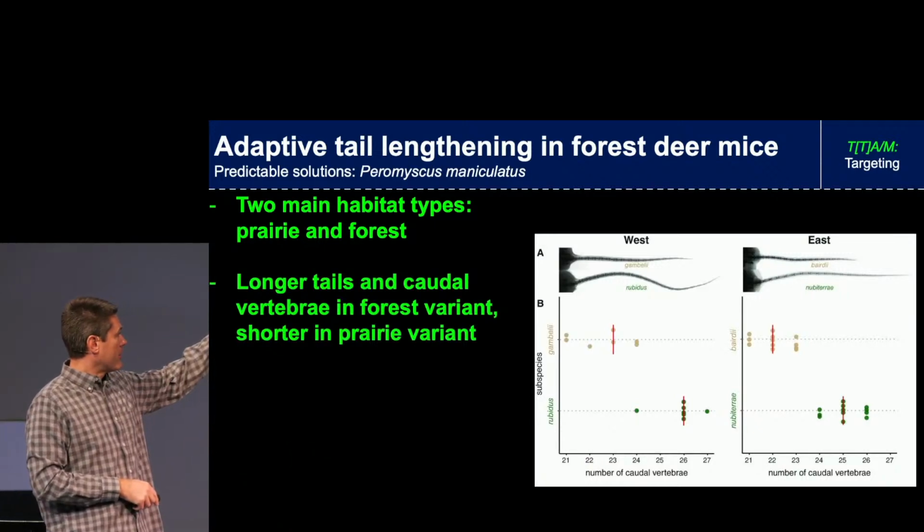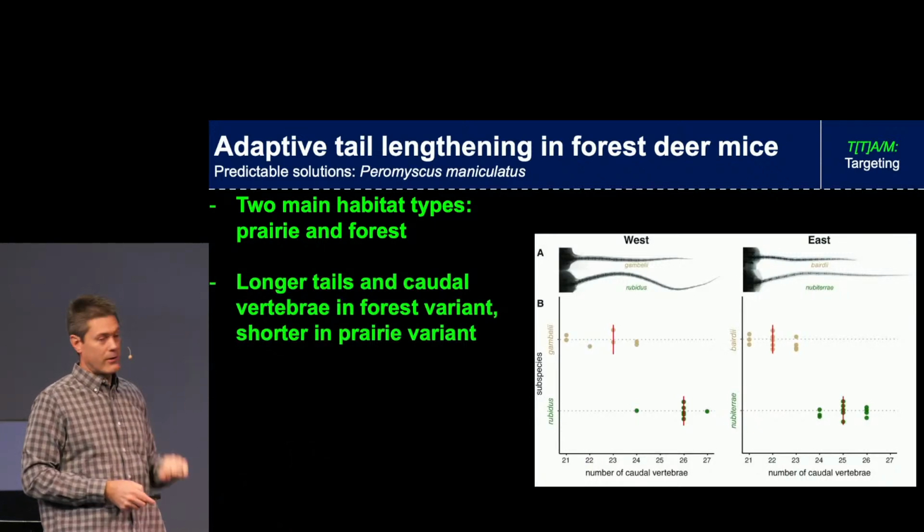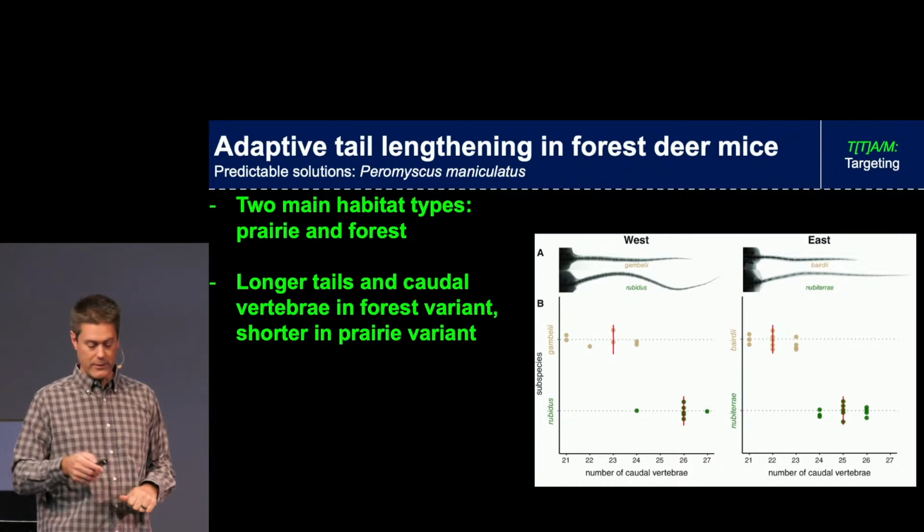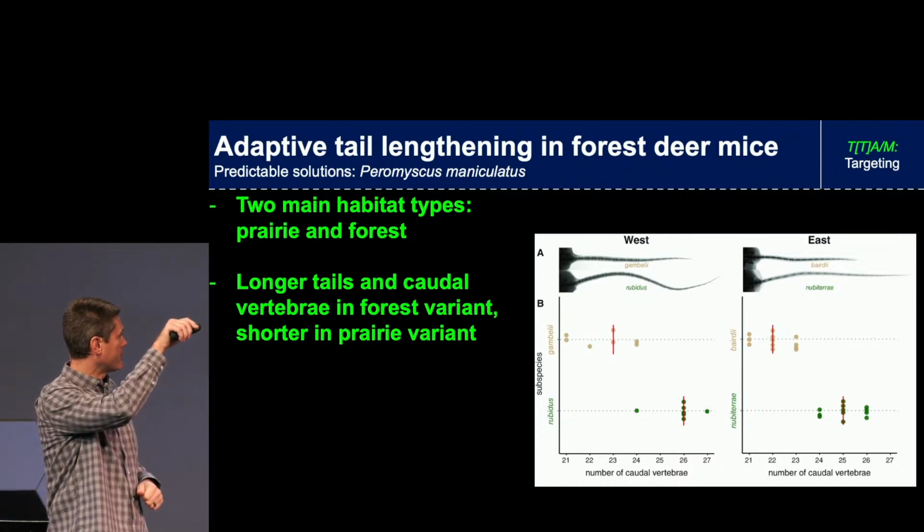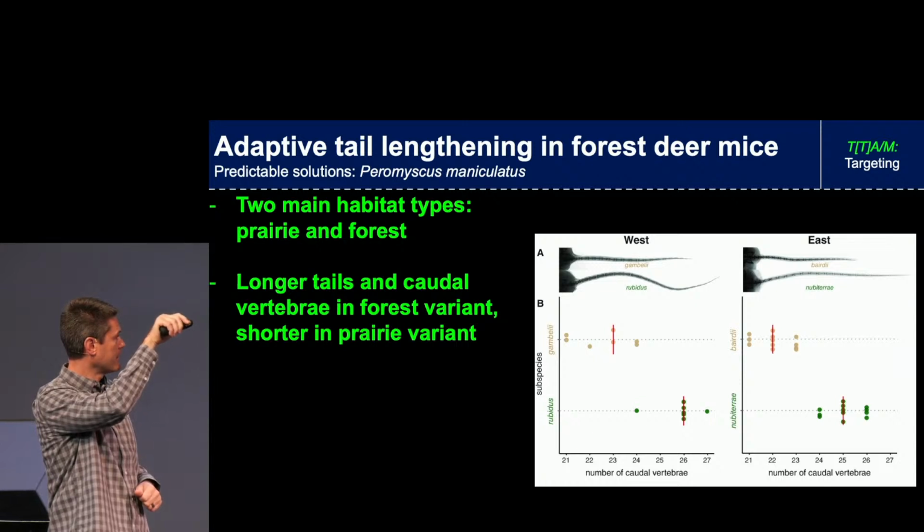Turns out that there are longer tails and caudal vertebrae in the forest variant compared to the prairie variant. So here, for example, the prairie variant, this tail ends right there, and this is the forest variant, longer tail, longer vertebrae in the tail, and you see there's no overlap. This is prairie, this is forest. Same thing in the east, shorter tail in the prairie, longer tail in the forest.